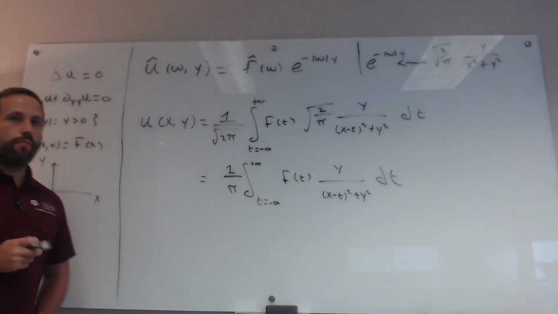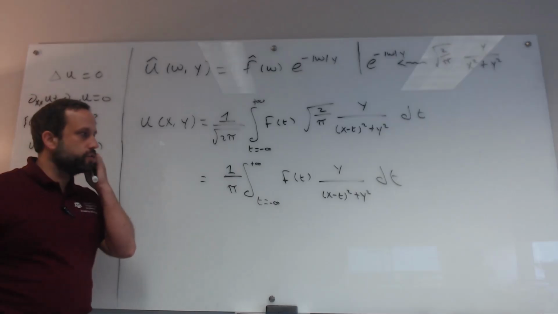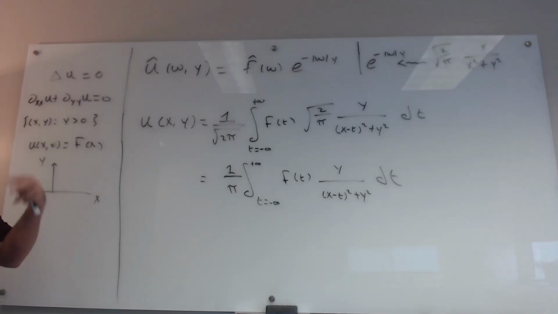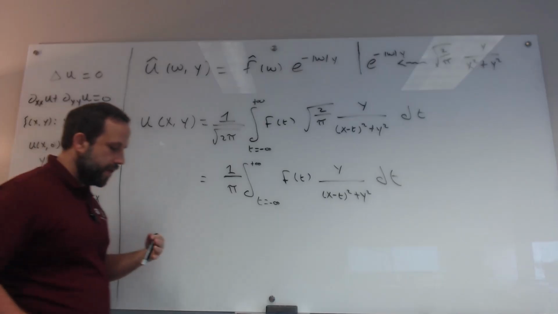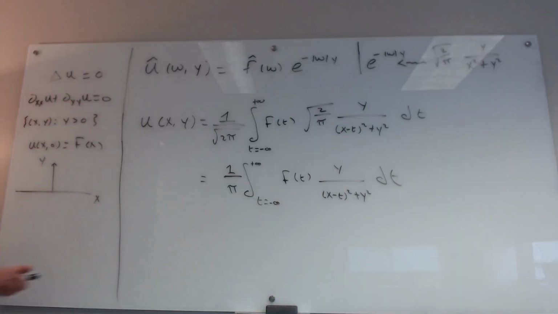Okay, and now my claim, I'm not going to prove it in this video, but my claim is that that is a solution to this problem over there. Its Laplacian is 0 in the upper half plane, and its boundary values, that is, when you think about y being equal to 0, or take the limit as y goes to 0, you're going to get f of x. There's some technical math that we have to do to prove it.